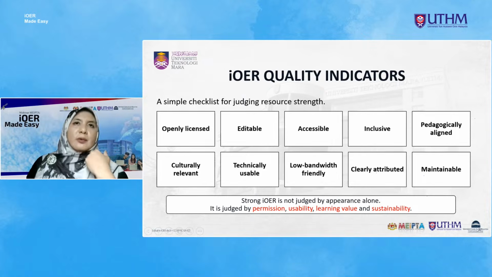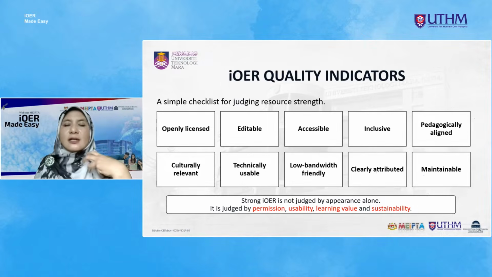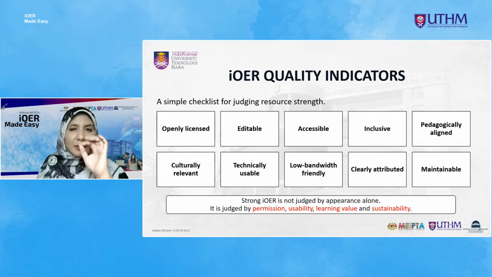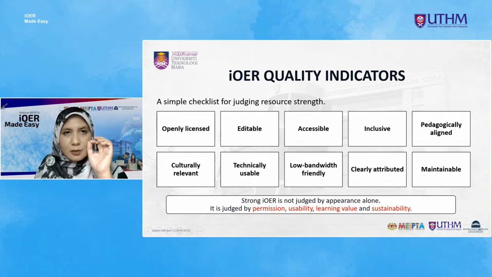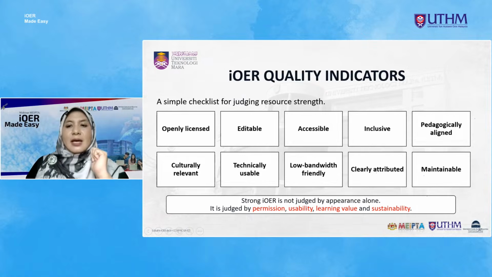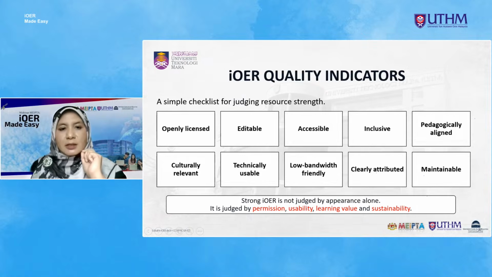Culturally relevant means when you give examples, we are in Malaysia, so give local examples rather than overseas examples. That will be easier for students to understand. And then technically usable, low bandwidth friendly. Make sure it can also be accessed by students with this constraint. And then clearly attributed, and make sure it is maintainable.